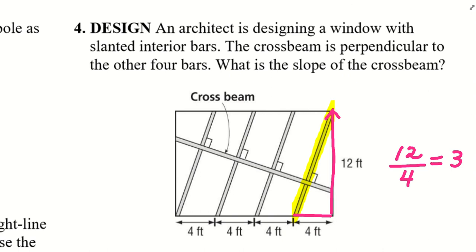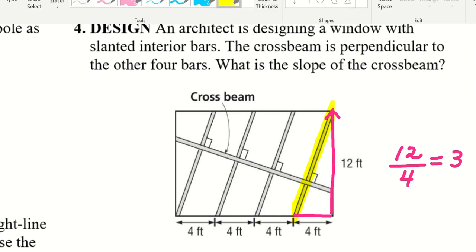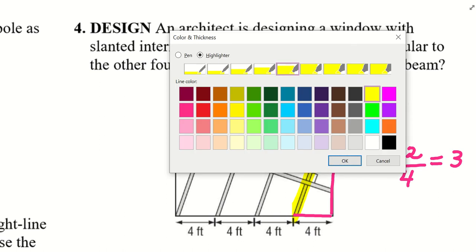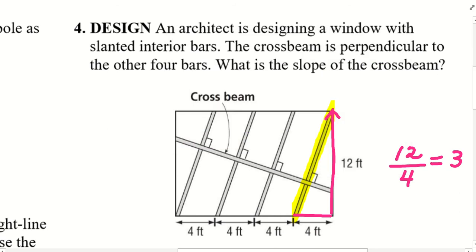But I don't want the yellow slope. I want, let's see here. I'm going to pick a different color. Let's change our highlighter to pink. No, let's change it to green. Okay. This is really what I want, is that slope.